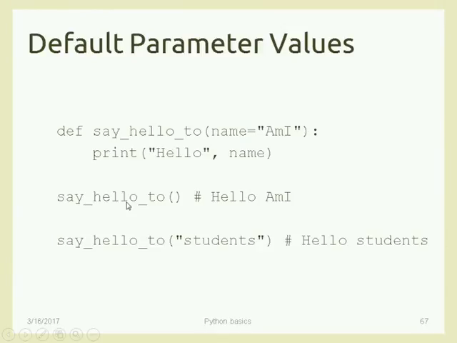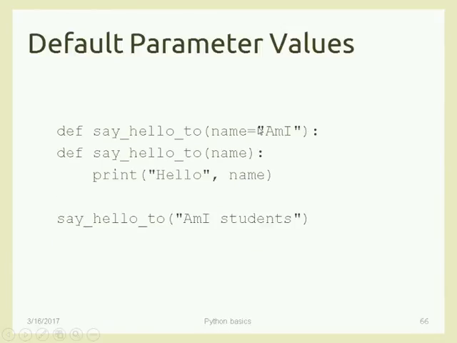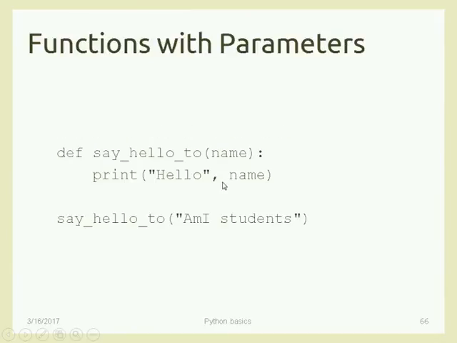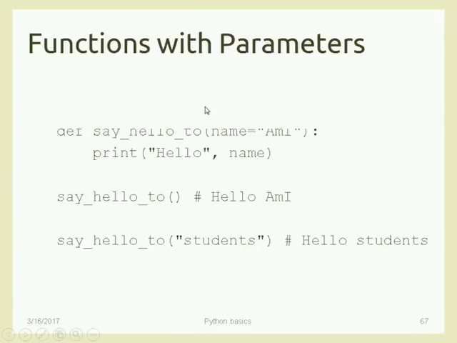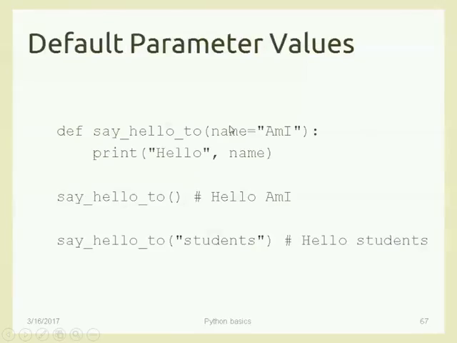The other case is where I call the function without any parameter. Without the default, this function would give you an error because you don't have this name. Here, you don't pass name to the function, so it will use the default parameter. So in this first case, it will print hello AmI. In the second case, it will print hello students.